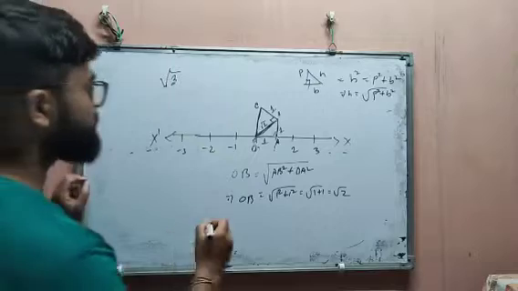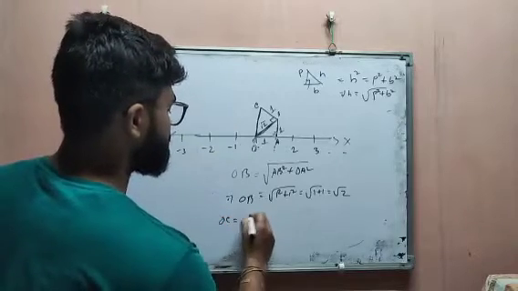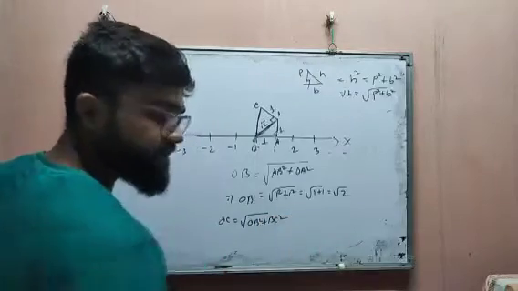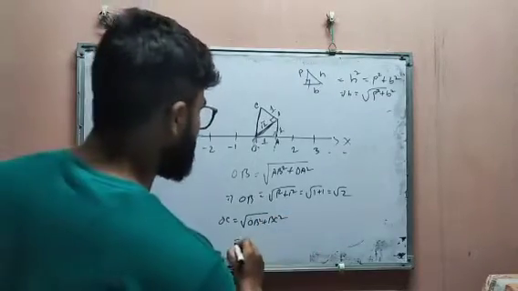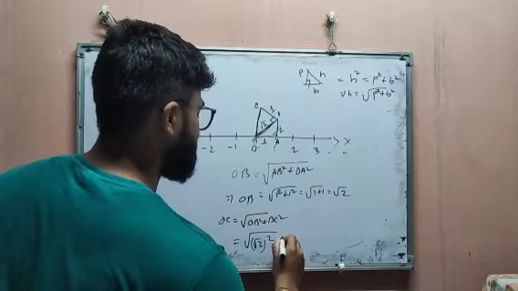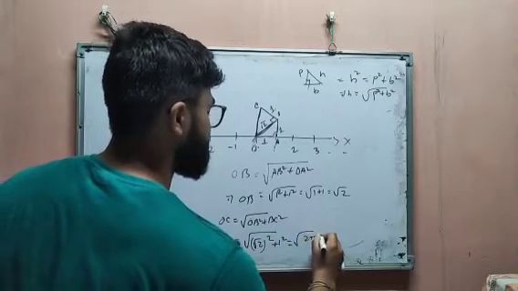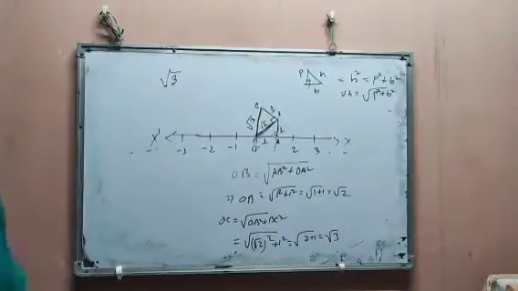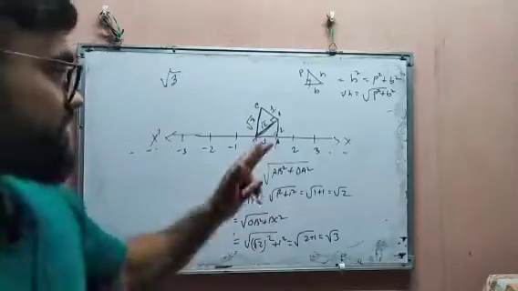That means OC is equal to √(OB square plus BC square). Now OB value we got is √2, so this is √2 square plus 1 square. That means 2 plus 1, that is √3. So the OC value we got is √3. So this is the value of √3.